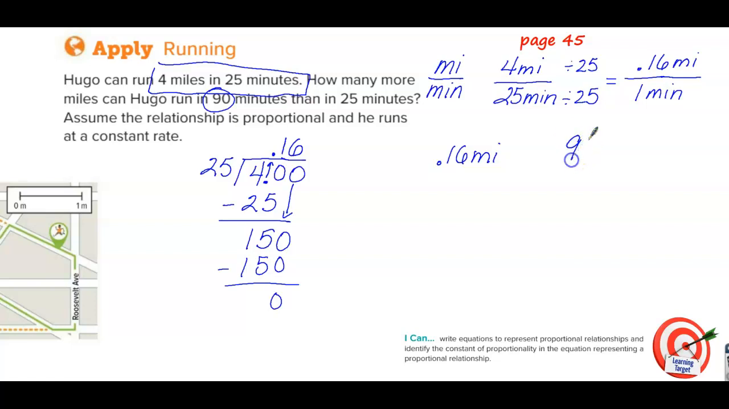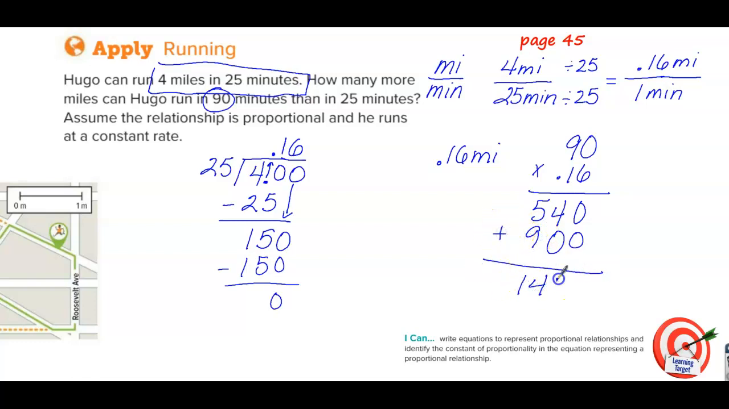If he can do 0.16 miles in 1 minute, how many can he do in 90? Well, we'll need to multiply 90 times 0.16. Only now we're multiplying with decimals. Here's how we do that. 6 times 0 is 0. 6 times 9 is 54. 0 for placeholder. 1 times 0 is 0. And 1 times 9 is 9. We add these two numbers together, and we get 1440.